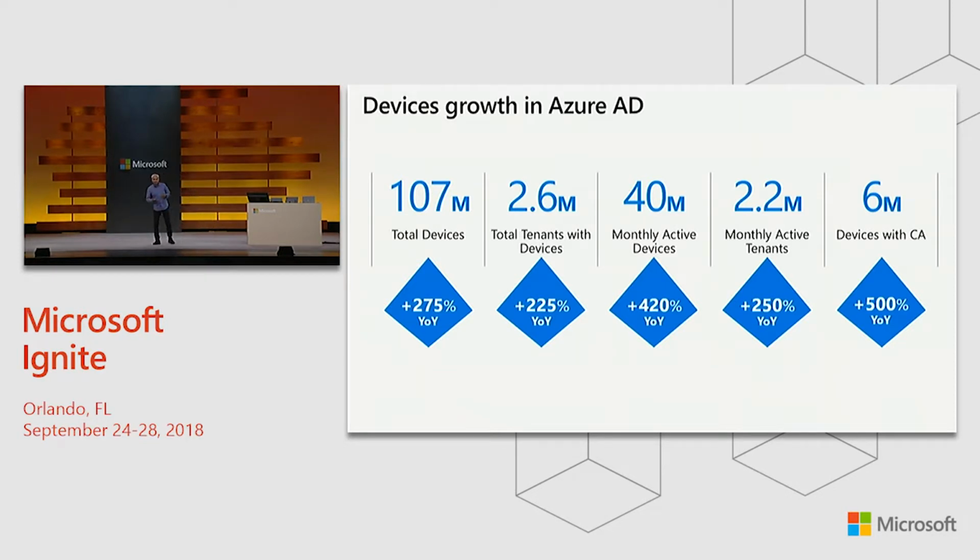The key number there is also the monthly active devices, which is over 40 million. That shows the attach rate with all the devices being registered in Azure AD. And also look at the tenants. There are 2.6 million plus Azure tenants that have one or more devices registered with Azure AD. The last one is a key one, which is core to our strategy, and will also be very important for you when you start looking at your zero trust network strategy, which is conditional access. Device-based conditional access has grown more than 500% since last year. We are right now at over 6 million devices that have been enabled with conditional access.